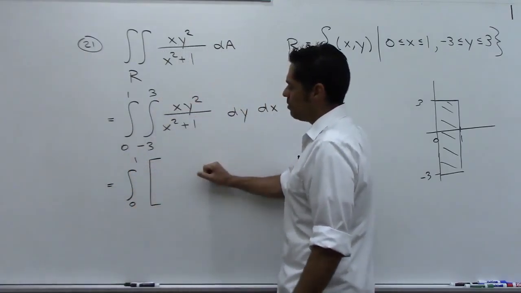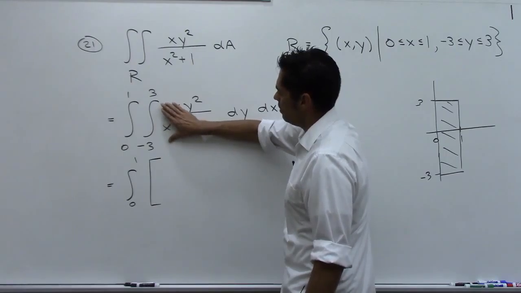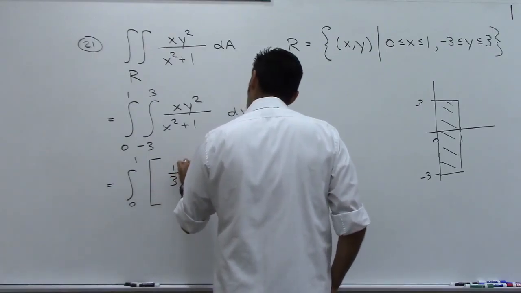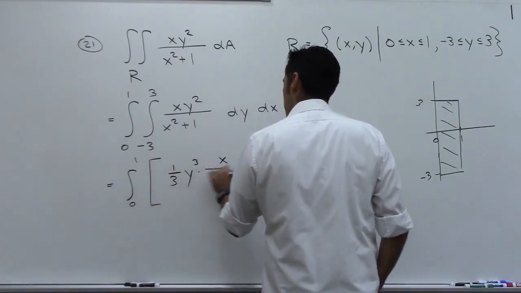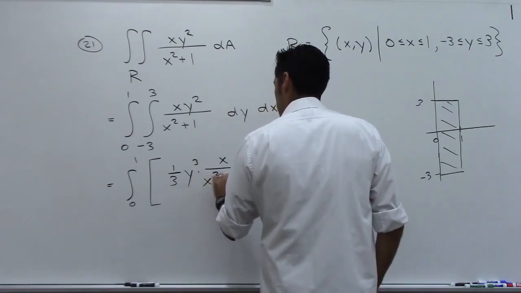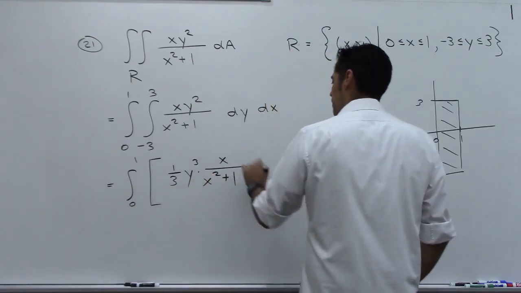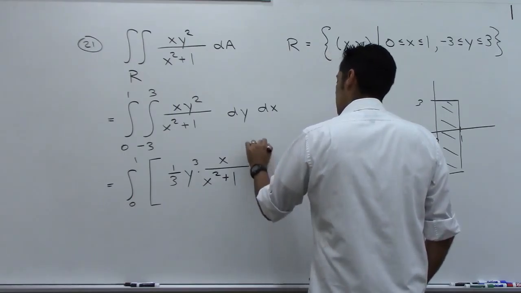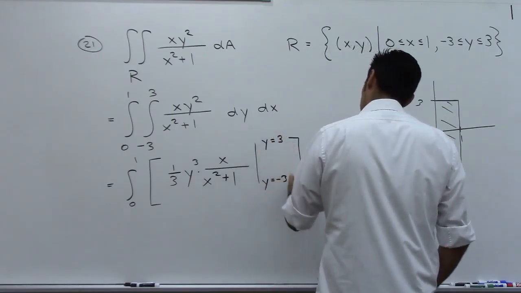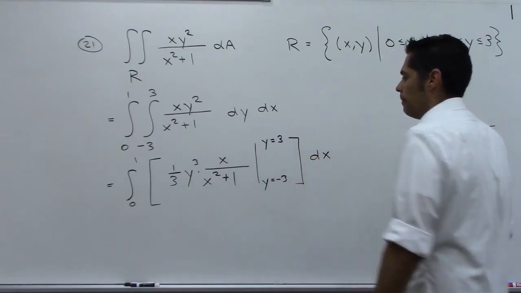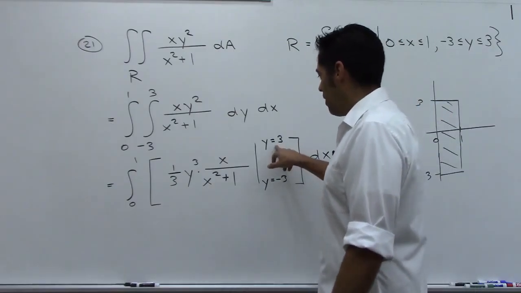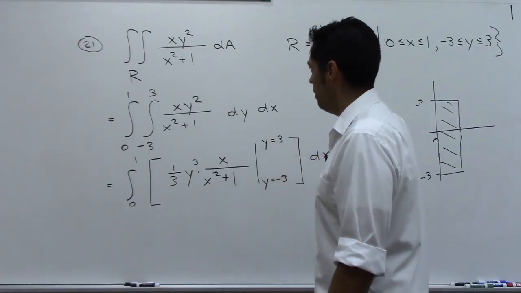Antiderivative of this with respect to y, we said again, all this is a constant. So we just get 1/3 y cubed times all that. So I'm going to just put 1/3 y cubed times x over x squared plus 1. We're evaluating this from y equals -3 to y equals 3 dx. All right, so we're going to come in, we're going to replace y with 3 first.